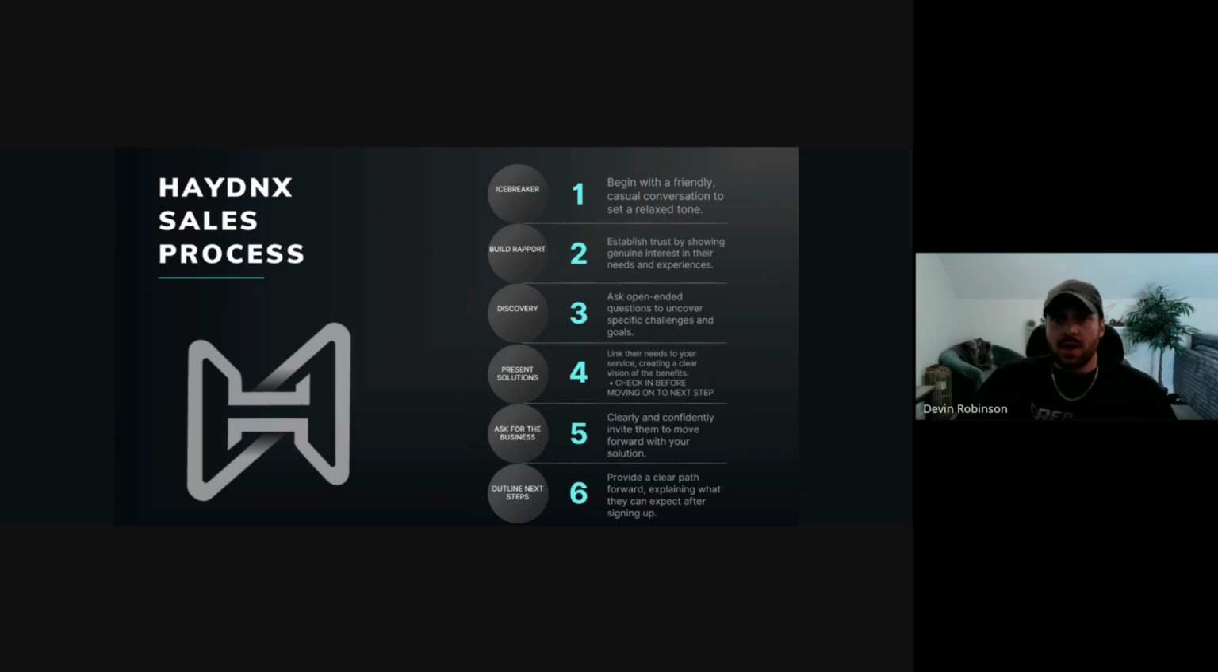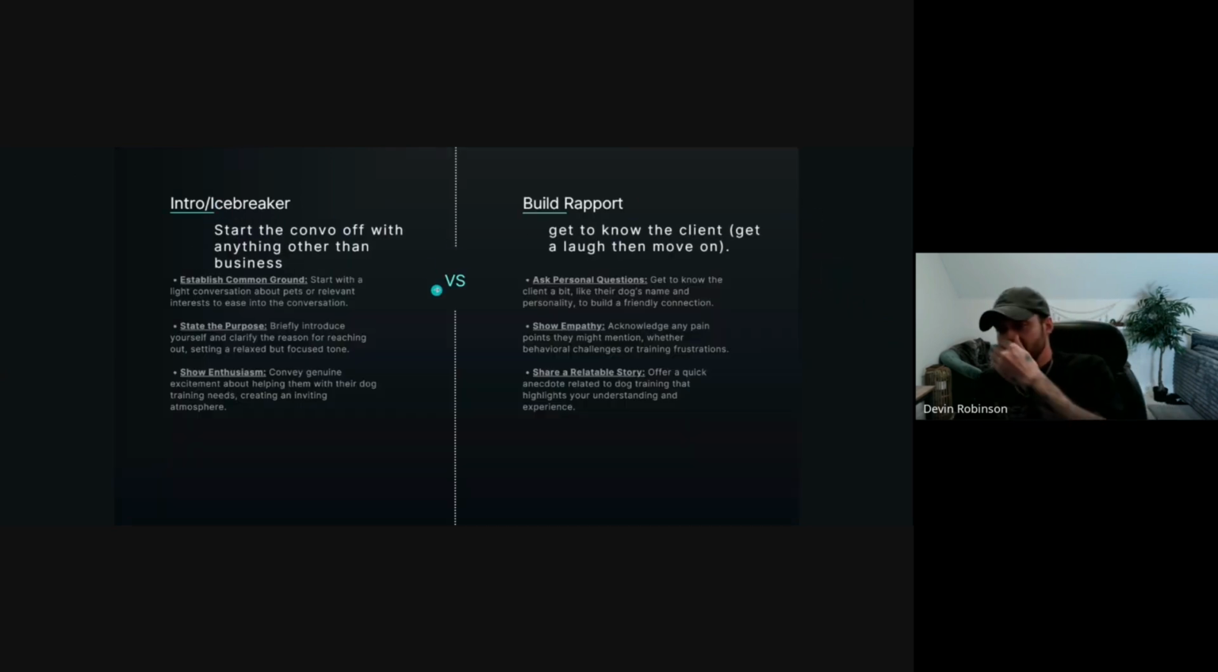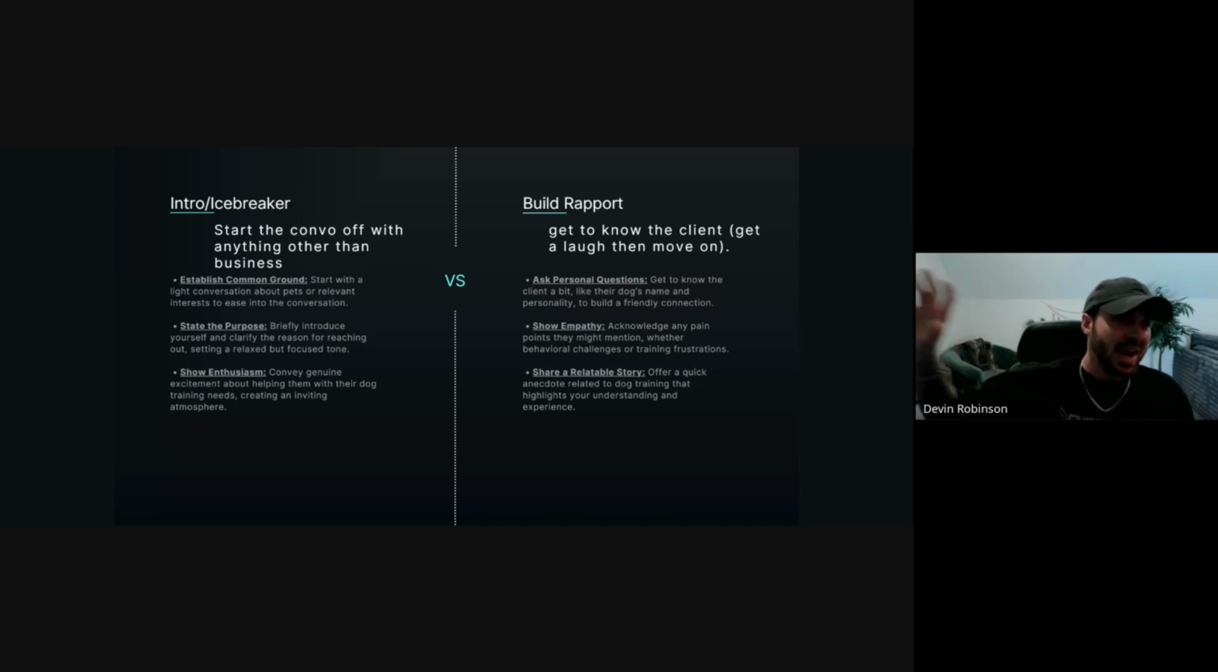So let's start with Icebreaker. Icebreakers pretty much explain themselves, but how I like to explain it is it's starting off the conversation with anything besides business, right? My goal is to get them smiling and laughing and joking before we start talking business. I want to be having a good time before we even get to the part where I have to ask for money, right? That's always the worst part, when the money comes up.